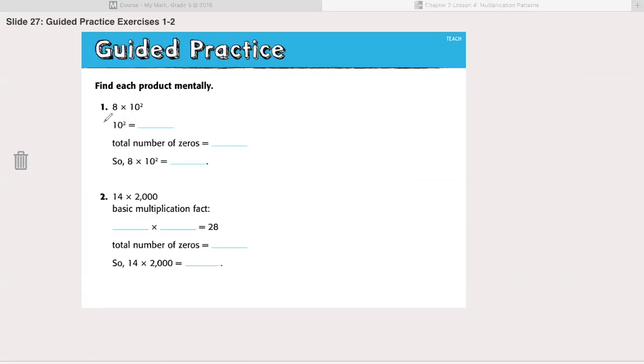Guided practice. Find each product mentally. 8 times 10 squared. 10 squared equals 10 times 10, which is 100. The total number of zeros in 100 is 2. So 8 times 10 squared is 800.